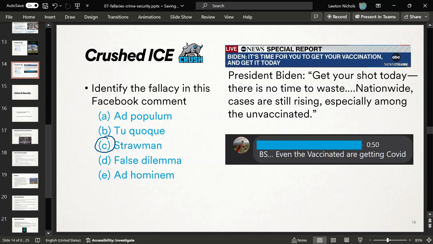But I could also see it, like nationwide cases are rising, especially among the unvaccinated. We're saying nothing about the vaccinated not getting COVID. So that's why I think it's straw man. But I could also see it as a tu quoque, like, you're getting COVID too. Even the vaccinated are getting COVID. You too. But I think if you look up the definition of tu quoque, it's not exactly what it means. But I could see how you might think that is a good example here, so I would give you credit for it as well. Tu quoque, like, you're getting COVID too, so I don't need to get the vaccine. It makes no difference. You too. But I think the best option in my mind would have been something like a straw man fallacy.